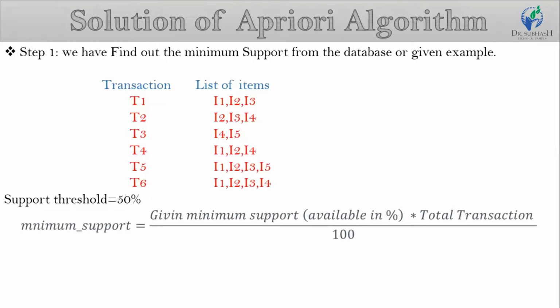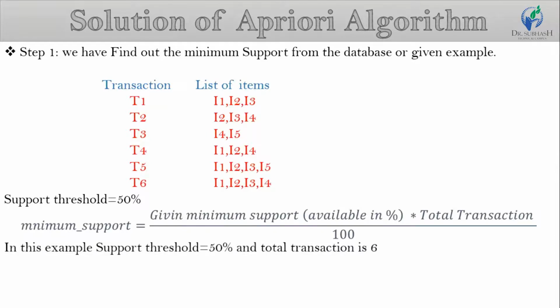In this example, the support threshold is given as 50% and the total number of transactions is 6. Put those values in the equation: minimum support in percentage is 50% and total transactions is 6. So 50 into 6 divided by 100. The answer is 3, so minimum support is 3. We have found it out. Now we apply step 2.